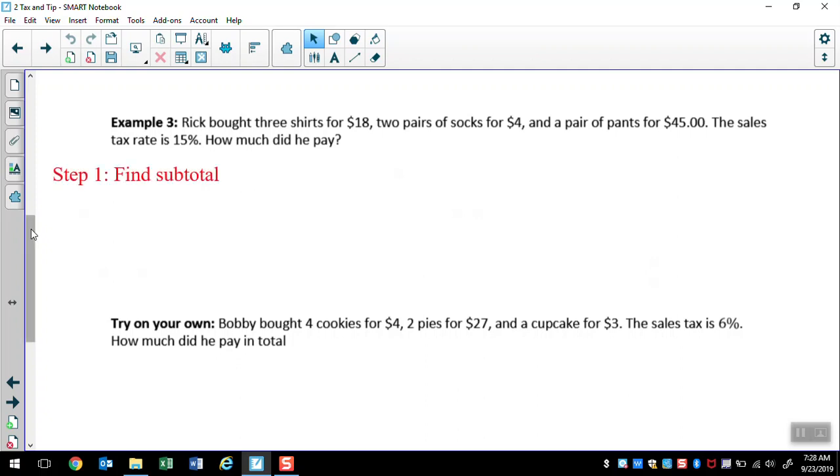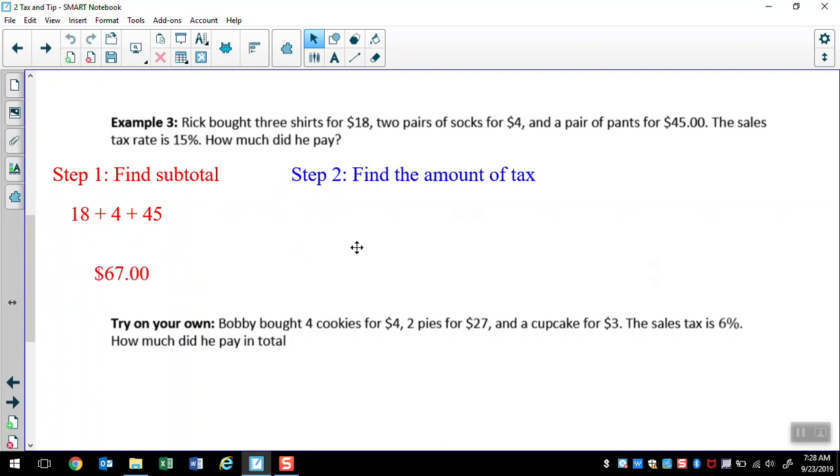So first thing we need to do is find his subtotal. He bought 3 shirts for $18, 2 pairs of socks for $4, and a pair of pants for $45. So we've got $18 for the 3 shirts, $4 for the 2 pairs of socks, and $45 for the pair of pants. So our subtotal came to $67.